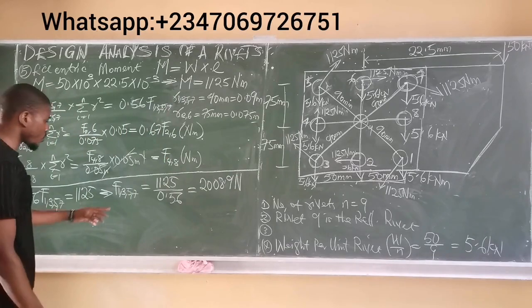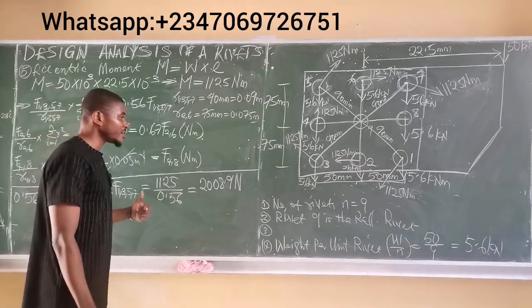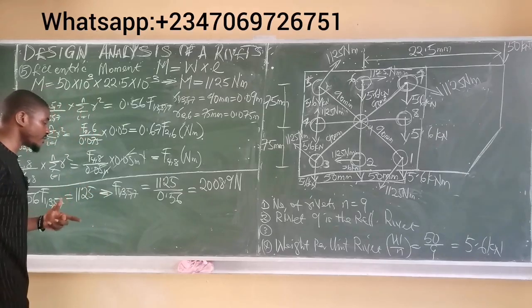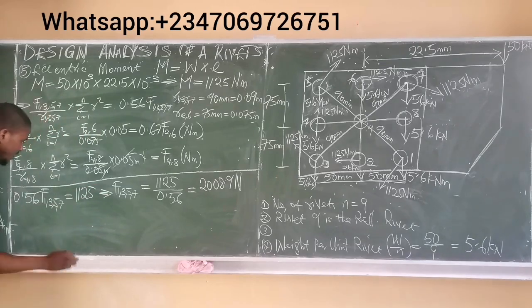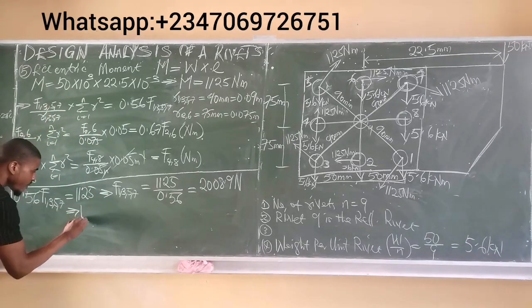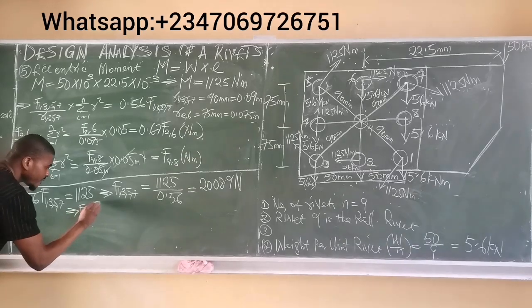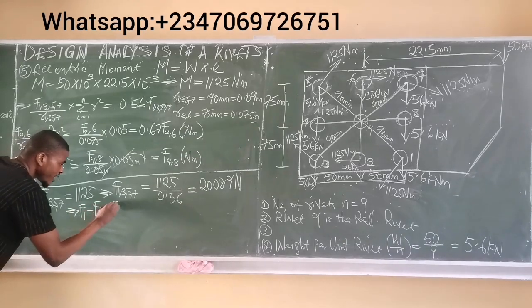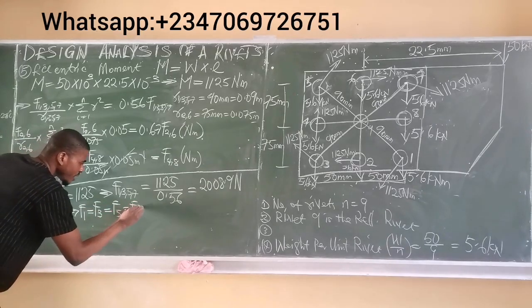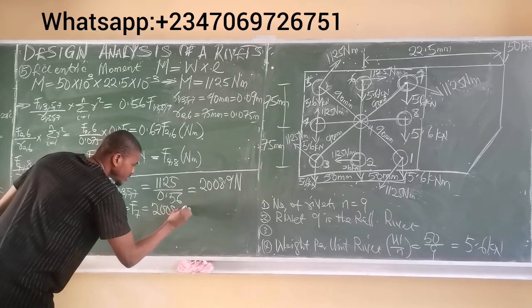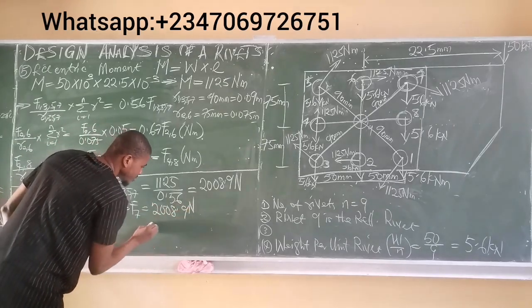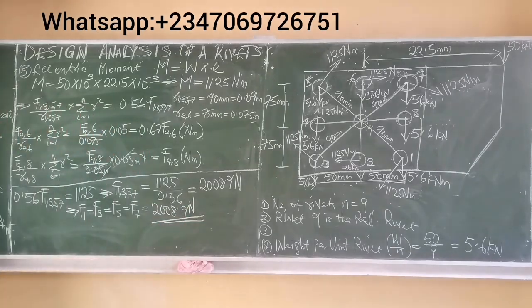Now, since this is force 1, 3, 5, and 7, and rivets 1, 3, 5, 7 take equal distances to get to the central rivet, this simply implies that F1 is equal to F3, equal to F5, equal to F7, and the value remains 2008.9 newtons. So this is the force on rivet 1, rivet 3, rivet 5, and rivet 7.